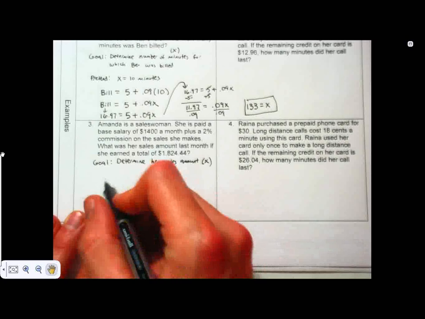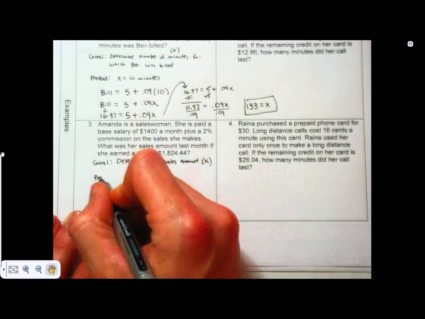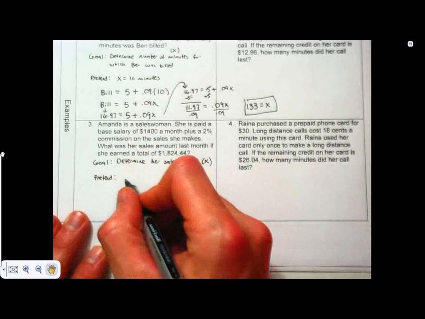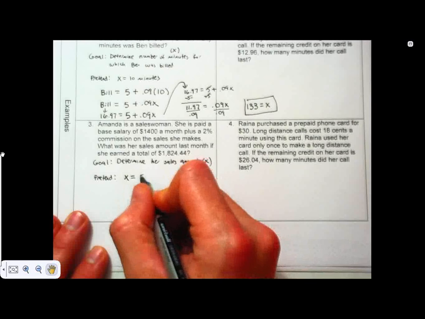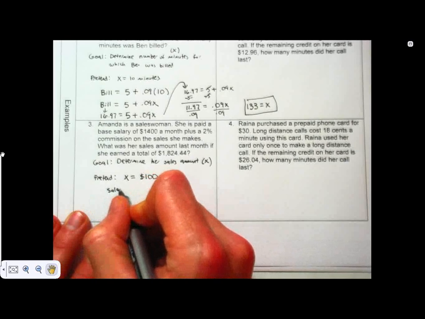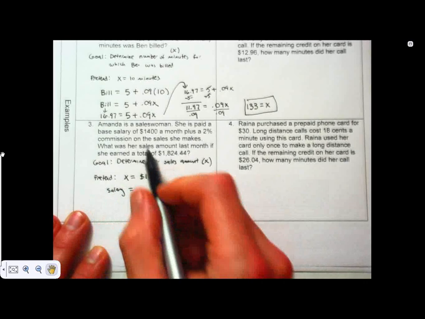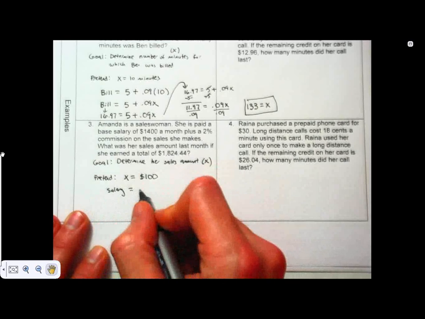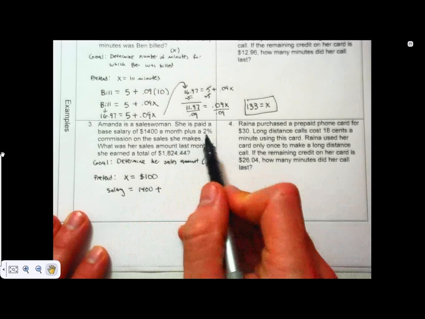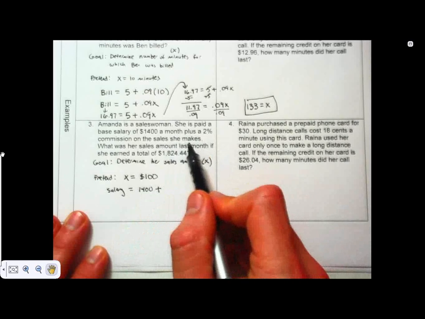So again, I'm going to do a pretend situation, and we're going to pretend that we know how much she sold. So we're going to pretend that X equals $100 worth of stuff. So we're going to pretend she sold $100, and let's see if we can figure out her salary. So her salary then, well, what it says is her salary consists of 2 things. It's going to be $1,400, so she's going to make that no matter how much she sells, plus it's 2% on the sales she makes.